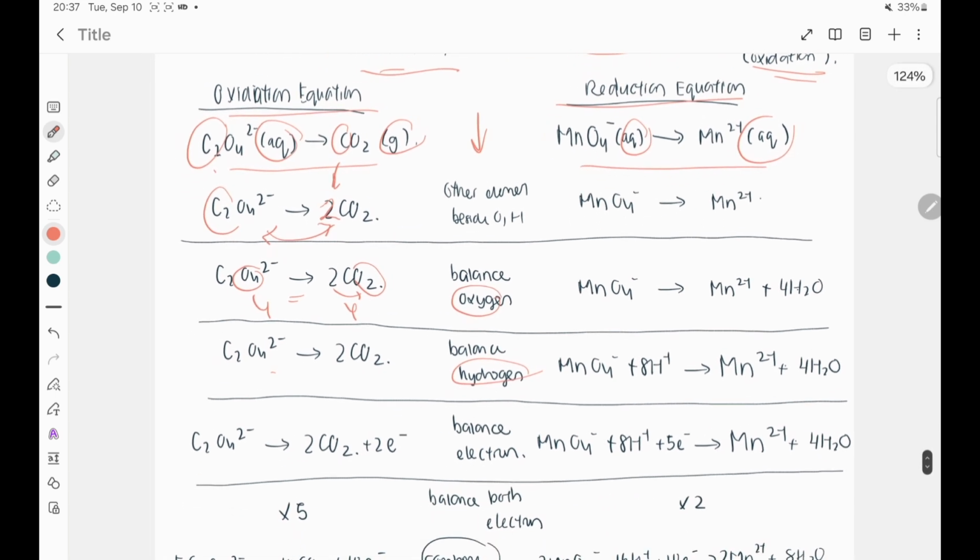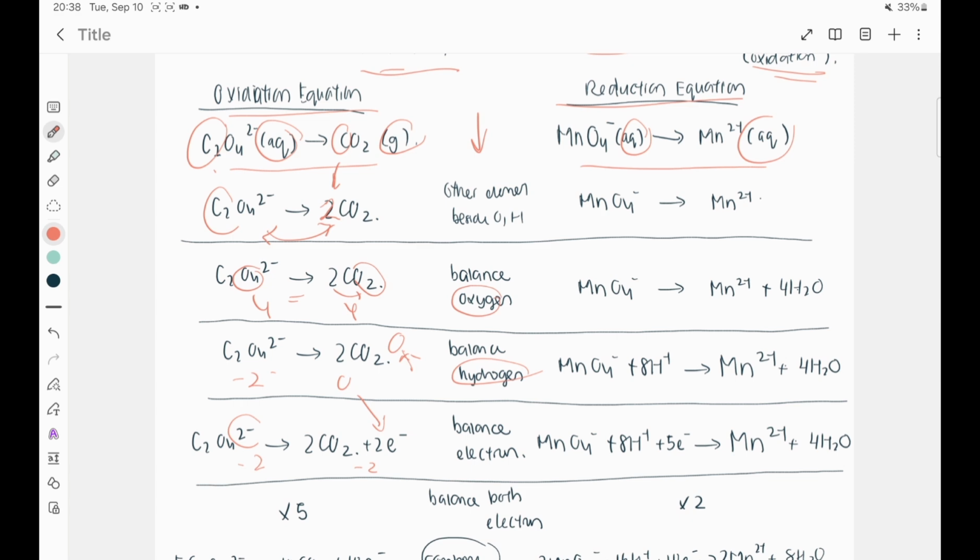But we have an imbalance in the electron, because here is -2, and over here actually we don't have any electron, and we don't have any charge. So the charge over here is -2, but here is 0. So how can we make it the same? We just simply add 2 electrons over here, so they are balanced now. -2, -2. Okay, so we will proceed to the reduction part first.